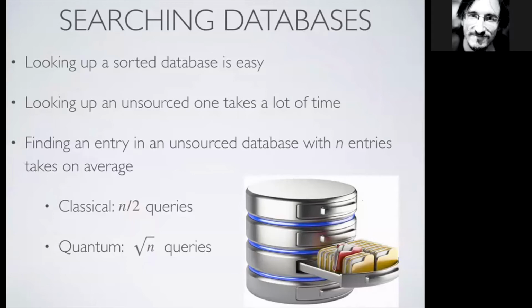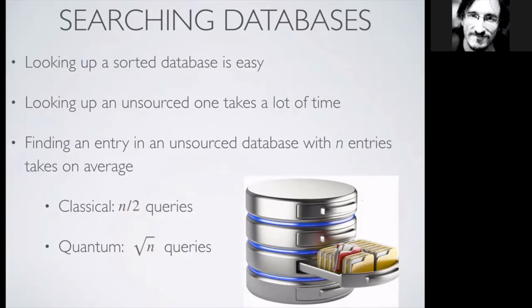And you can sort of see that on average you'd have to look through half the telephone book to find the number that you're looking for. So if you've got an unsorted database with n entries, then on average a classical computer has to ask the database n over 2 queries to find the thing that it's looking for. Grover's algorithm speeds that up to only having to ask the square root of the number of queries.